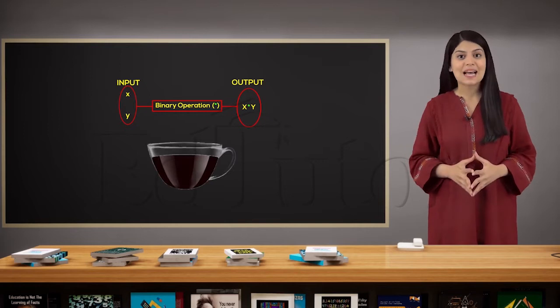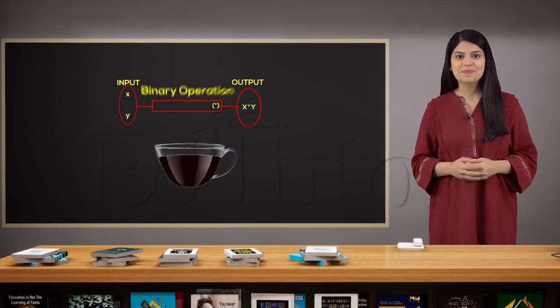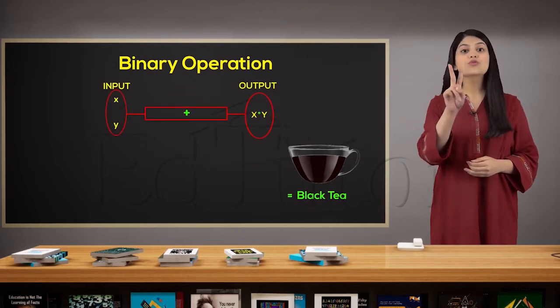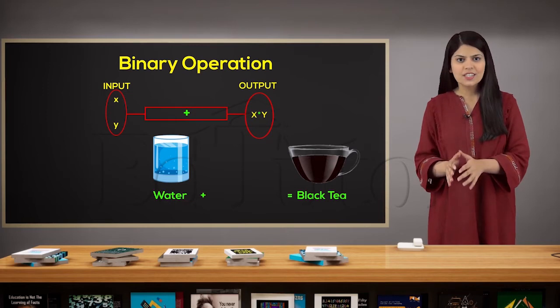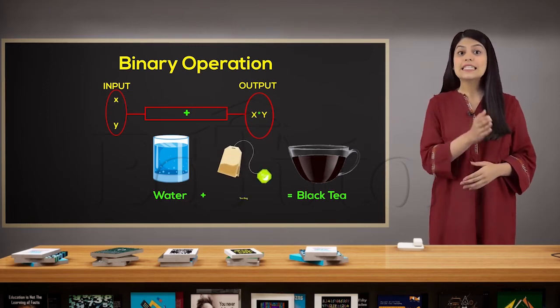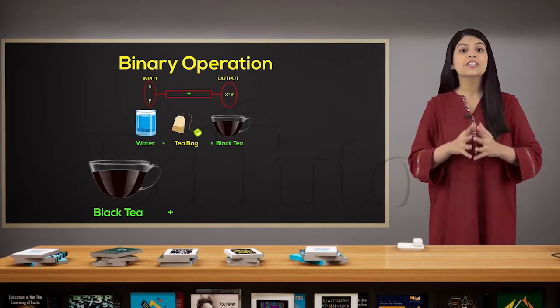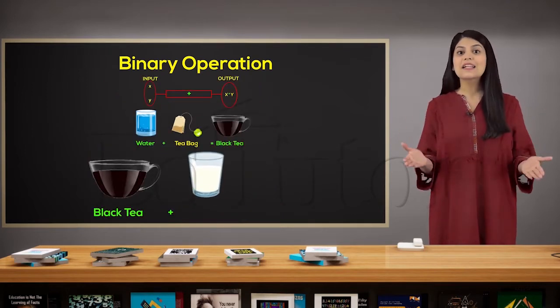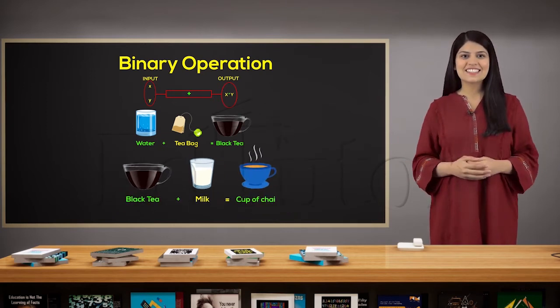Take chai as an example. And why not? Chai is our national pastime. To make chai, you need to do 2 operations. In the first one, combine water, your first input, with the tea bag, the second input. Then, in the second binary operation, add some milk to this black tea, and the output will be delicious.